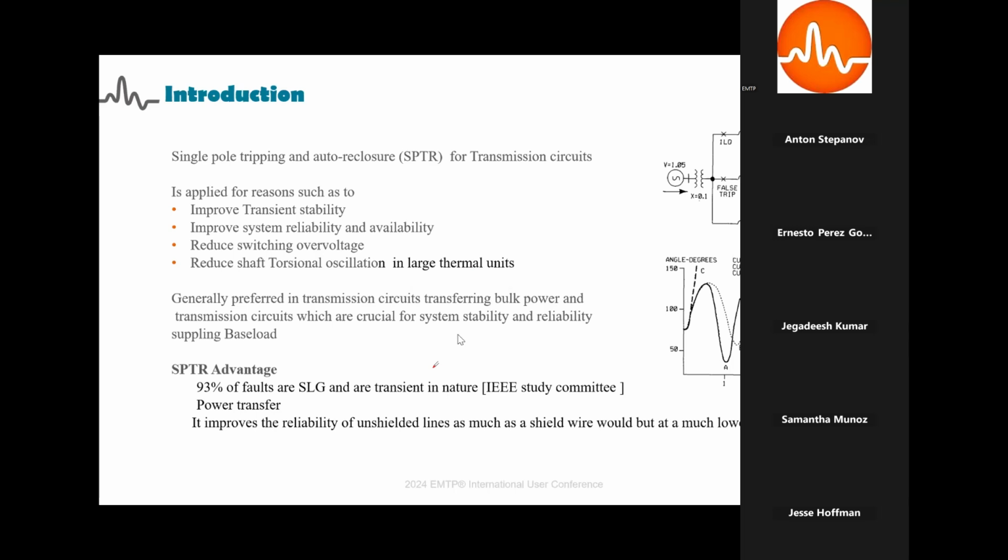Next, what is the advantage of single pole tripping? More than 93% of faults in a transmission network are single line to ground faults. So whenever there is a single line to ground fault, we need not trip all three phases. Just tripping the faulty phase will help us continue providing power to the load. It also improves the reliability of unshielded lines, even equal to the reliability offered by shielded lines, at a lower cost. So this is a low cost application, but it provides reliability equal to a shielded line.